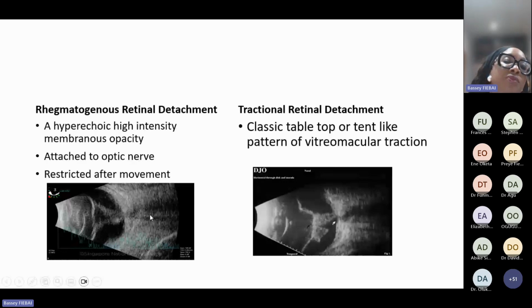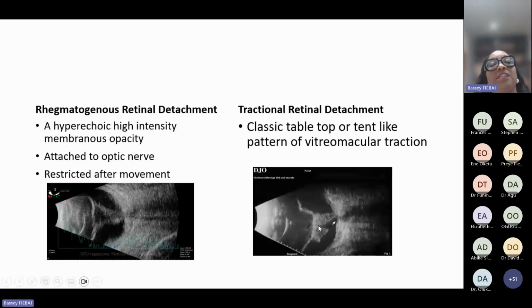Here, there's even a bit of subretinal fluid in the subtenon space. There's some fluid there, if you notice. So here you have a tractional retinal detachment. Usually, it's described as tabletop or tent-like. So you have a tractional retinal detachment there, and usually this has hardly any movement.